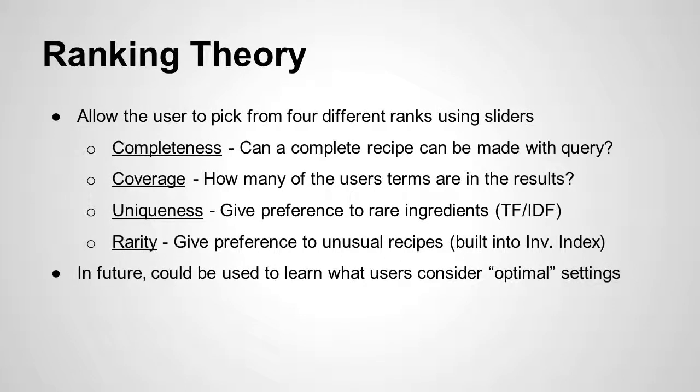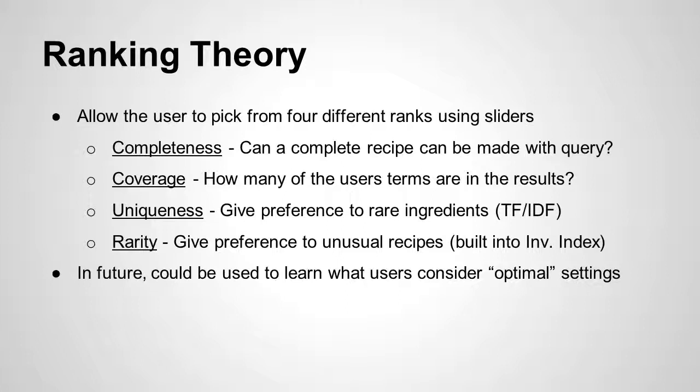So it was important for us to be able to rank the results of a user query before we presented the results back to them, to have some sort of order. And we came up with 4 different ranking metrics that we thought would be interesting and relevant to our project goals. The first was the idea of completeness, or with the ingredients that a user searched for, can an entire recipe be made? This would be valuable if a user wanted to specify a large number of ingredients and find things they could make now.